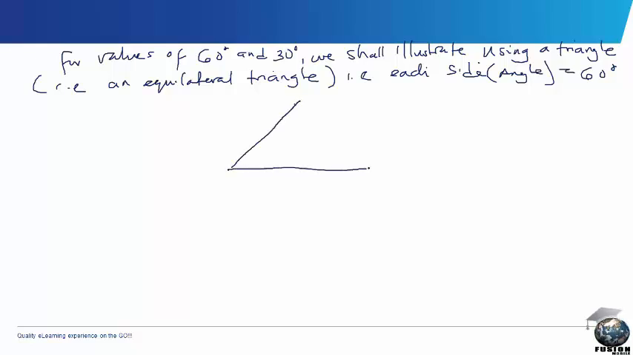If this is my equilateral triangle, this is 60 degrees, this is 60 degrees too, and this is 60 degrees too. And as I normally do, I give each side 1, 1, 1, because all the sides in an equilateral triangle are equal, so I denote them as 1 for all the sides.